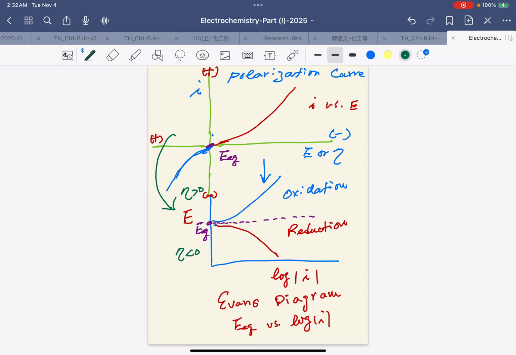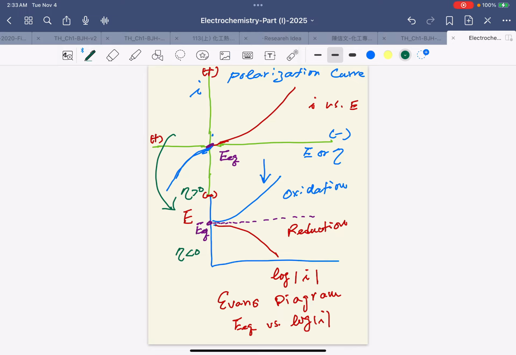So why do we want to use this Evans diagram? Of course, we want to recognize the contribution of each reaction, because this is a very important diagram in kinetic applications, as you can see later. So this potential actually represents, in this case, the equilibrium condition, but it's not always the equilibrium condition.